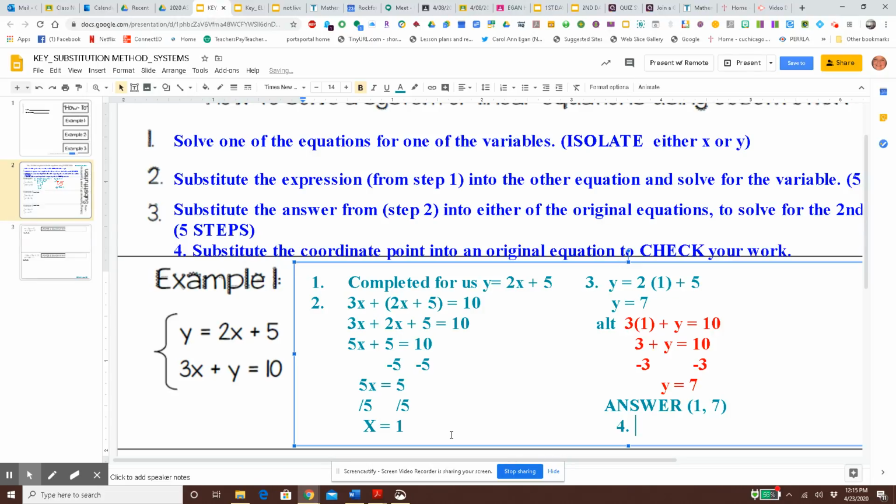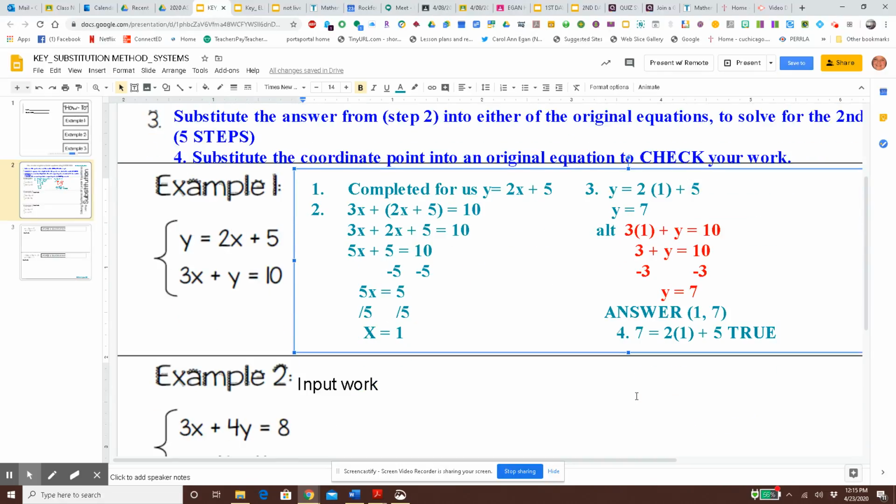So I'm going to plug that into the first equation. Again, it doesn't matter which one I chose. And I'd have 7 equals 2 times 1 plus 5. And I can see 2 times 1 is 2 plus 5 is 7. So this, in fact, is a true statement. Therefore, my answer of (1, 7) is correct.